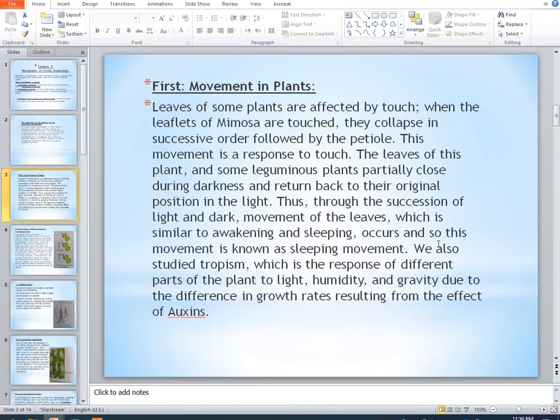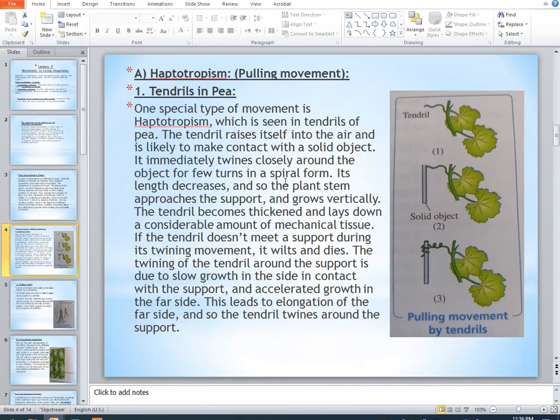We also study tropism, which is the response of different parts of the plant to light, humidity, and gravity, due to differences in growth rate resulting from the effect of auxins. Number one, we have haptotropism. It's a twining movement in the tendrils of bryony.